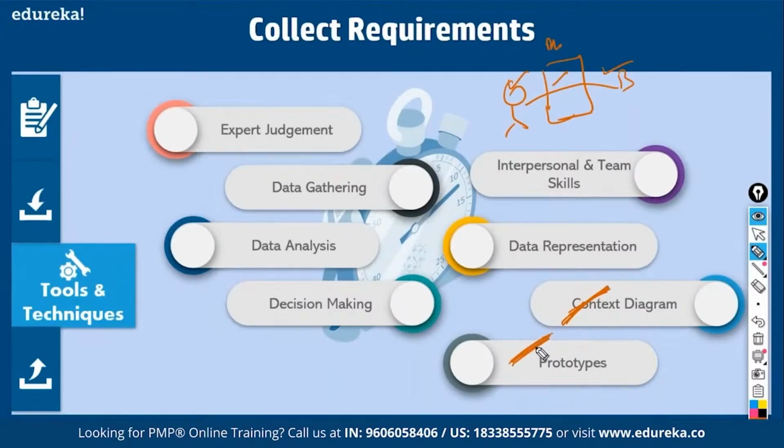So failures are quite common in product development. So you have to prototype. You have to fail early and learn early. Okay, so prototype could be a working prototype, non-working prototype, paper prototype, evolutionary prototype, any prototype. Okay, so these are all the ways in which you collect requirements.